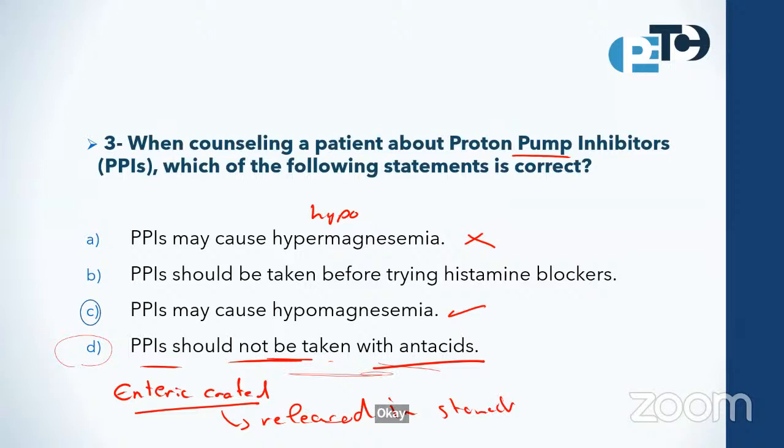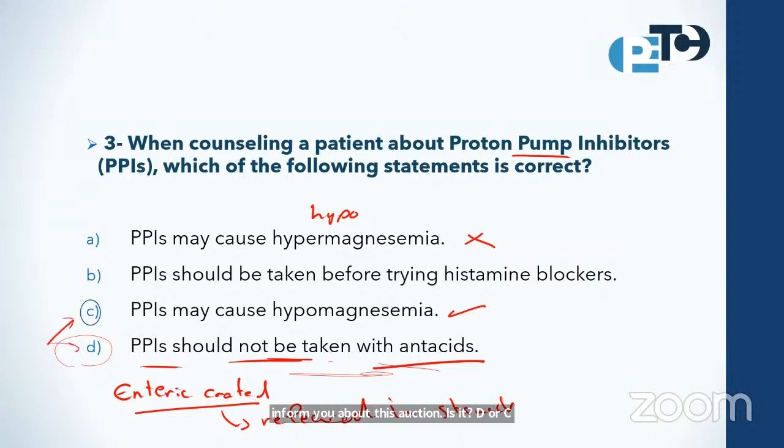Yes, I think this is the best counseling part. But let me revise it again. Is it present in the AMH or the other sources in Australia or not? Okay, let me revise it and I will inform you about this option. Is it D or C?